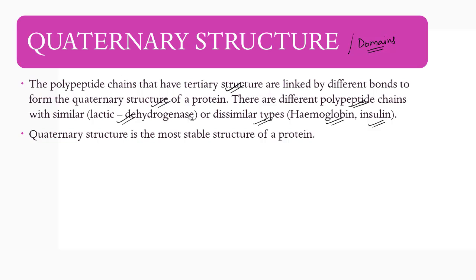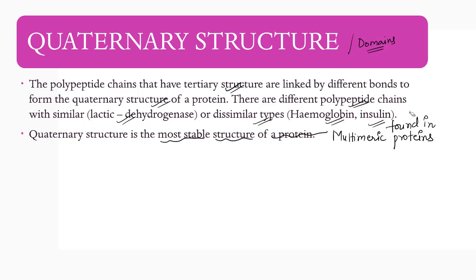Quaternary structure is the most stable structure of a protein. It is found in multimeric proteins only. Understood? Like hemoglobin is having four polypeptides, 2 alpha and 2 beta. Myoglobin, hemoglobin, insulin, lactic dehydrogenase, like that.